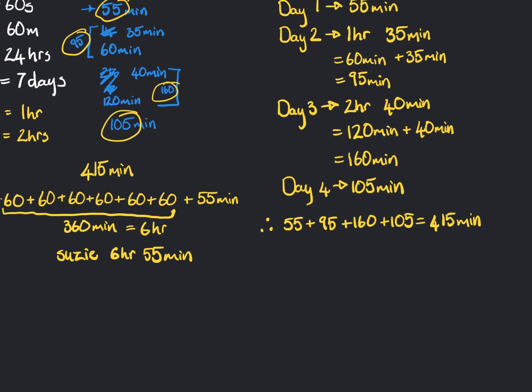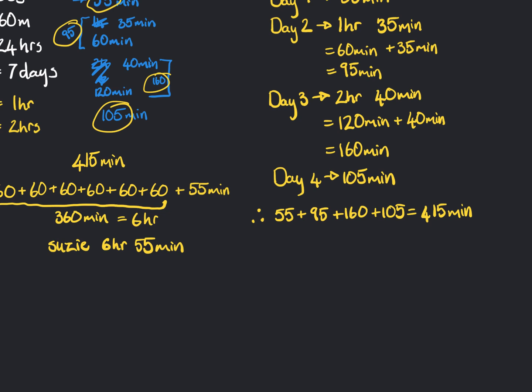Of course, we want to give our answer in hours, so we're actually going to show our working like this. We're going to say 415 divided by 60 is going to give us 6, and the remainder is going to be 55. So therefore, it's going to be 6 hours and 55 minutes.